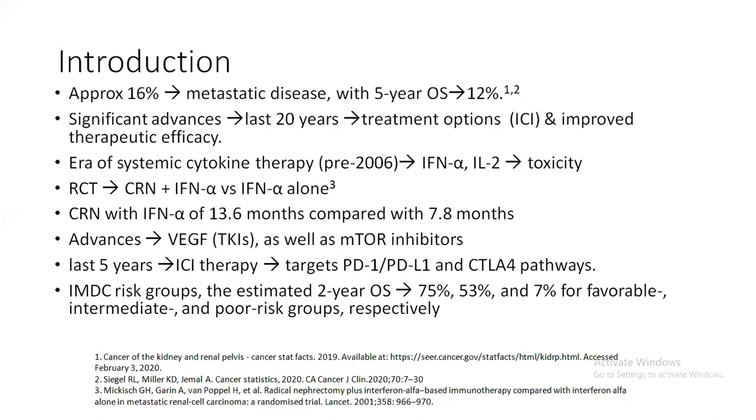In the last many years, a lot of advances have been made in the management of metastatic RCC. Patients with metastatic disease started with cytokine therapy and have now reached immune checkpoint inhibitors. Before 2006, patients started with interferon and interleukin 2, but because of the toxicity of this treatment, it is now obsolete. A randomized controlled trial done in 2001 showed that patients who had cytoreductive nephrectomy along with interferon alpha had good overall survival.